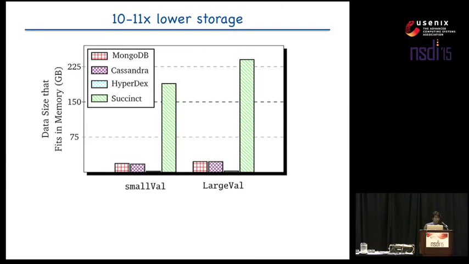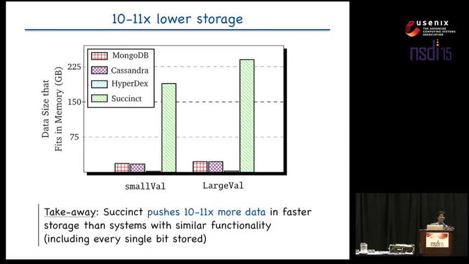So really the main takeaway here is that Succinct pushes a lot more data. Now before I go to the next slide, I want to set your expectations right. We are pushing more data into memory. So what we want to do in terms of results is show that our results for 190 gigabytes of data are the same as other systems for 17 gigabytes, right? This is what I essentially wanted to show.